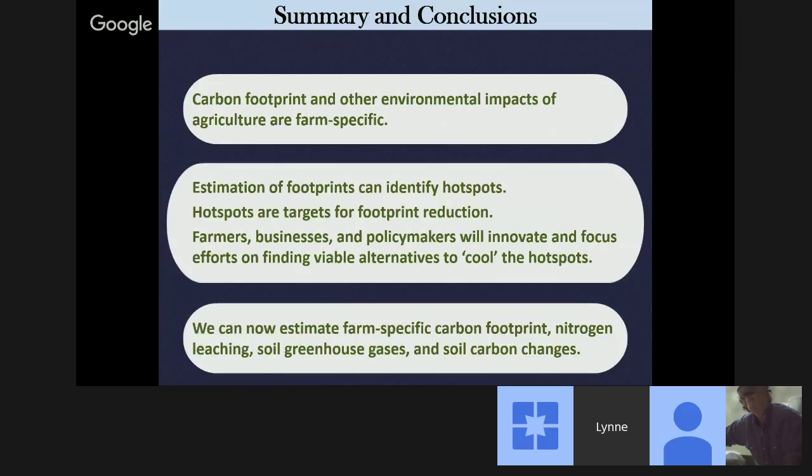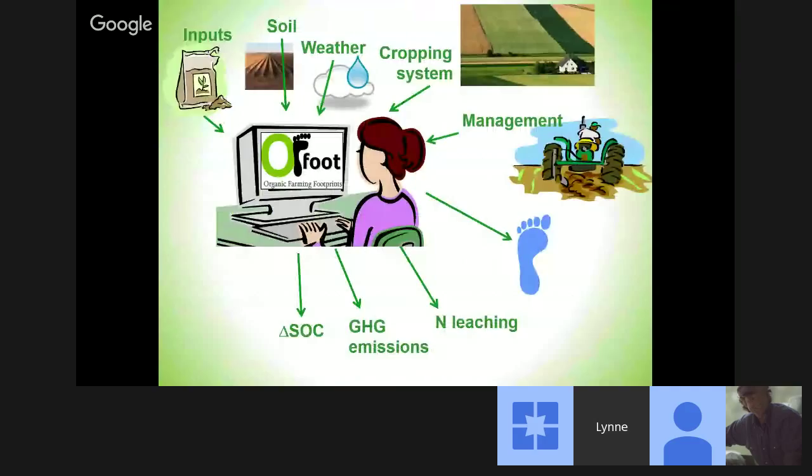So using the current OFoot tool, we can now estimate farm-specific carbon footprint, nitrogen leaching, soil greenhouse gases, and soil carbon changes. Now I want to take you a little bit deeper into the current state of this OFoot tool.